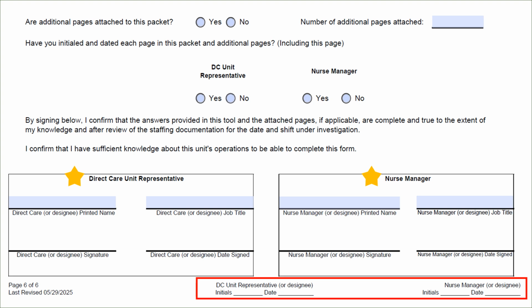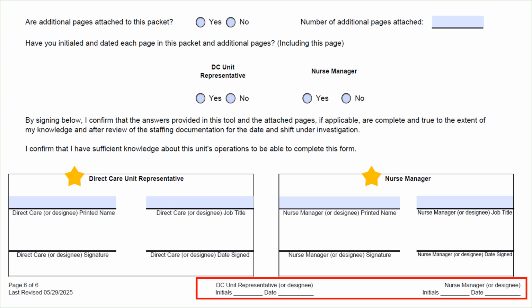This page concludes the RN staffing tool. It is asking the individuals completing it to indicate the additional pages that are attached to the packet by noting the number of attached pages, and has staff who fill out the tool confirm that they have initialed and dated each page, including this one, and additional pages.